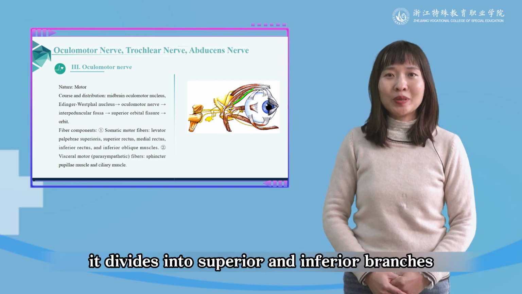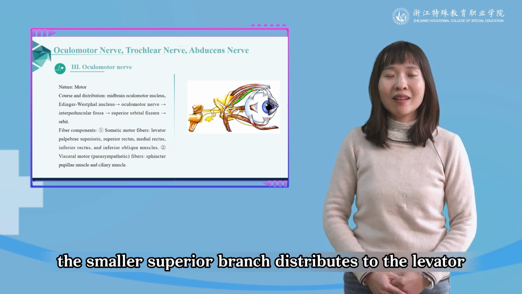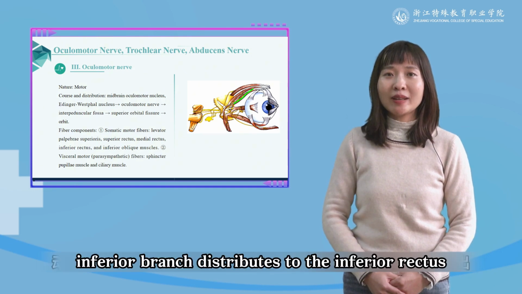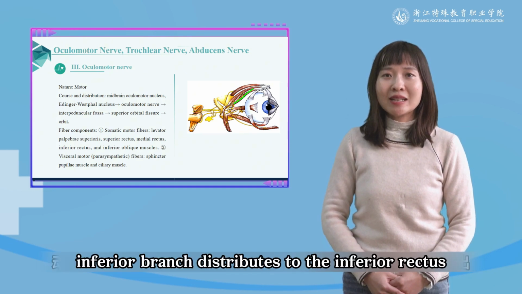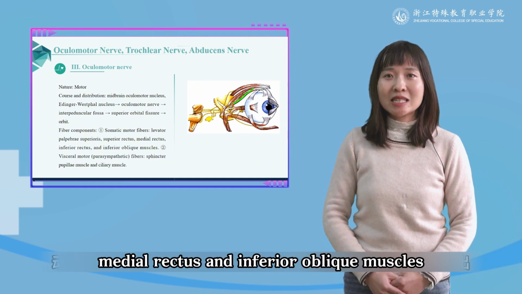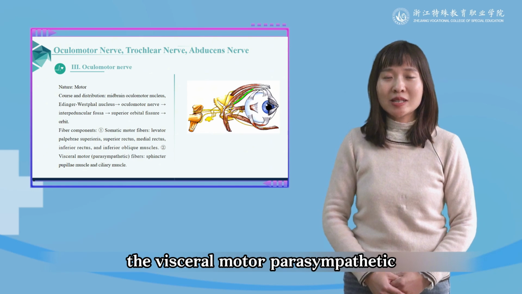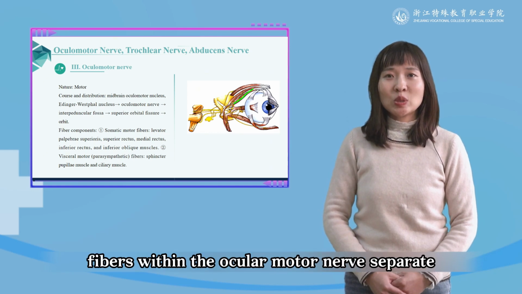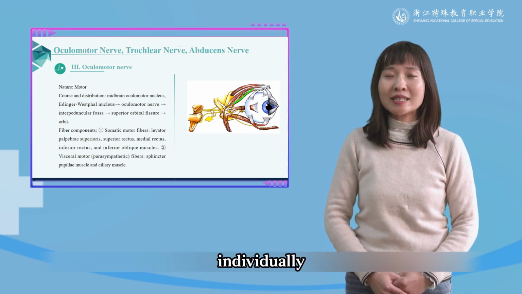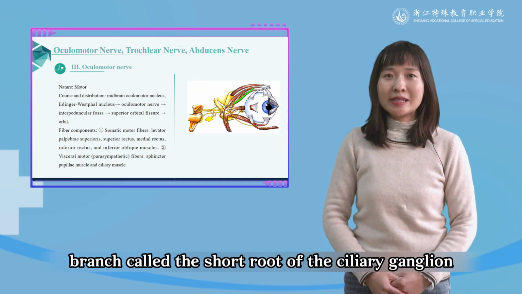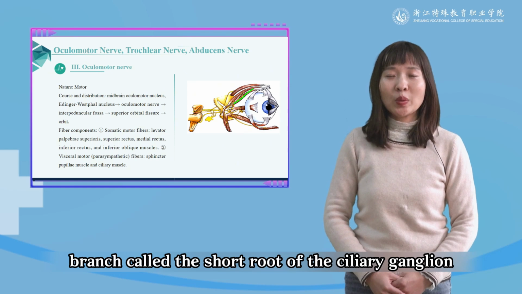It divides into superior and inferior branches. The smaller superior branch distributes to the levator palpebrae superioris and superior rectus muscles. The larger inferior branch distributes to the inferior rectus, medial rectus, and inferior oblique muscles. The visceral motor, parasympathetic, fibers within the oculomotor nerve separate individually as a small branch from the inferior oblique muscle branch, called the short root of the ciliary ganglion.